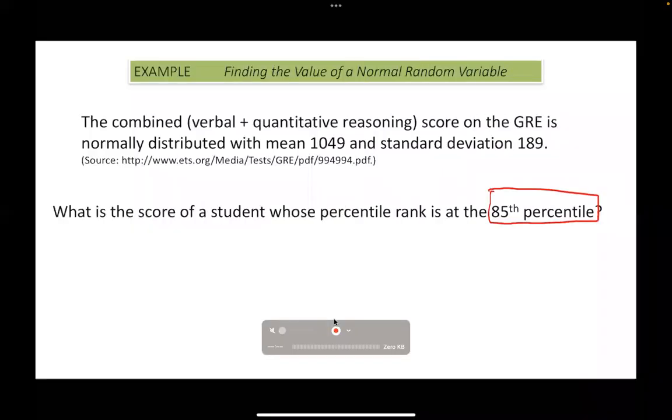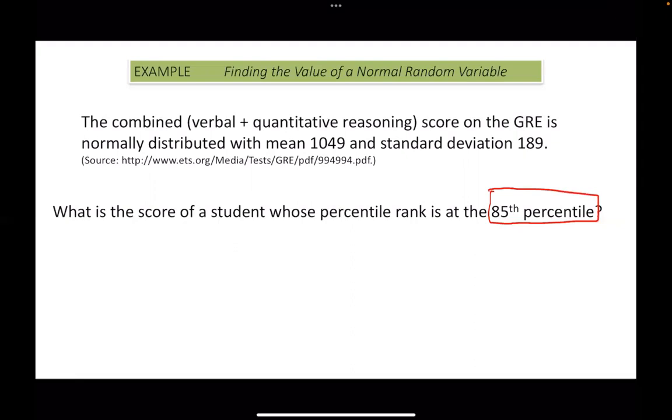In your calculator, fancy schmancy calculator, go to second vars and then go down to INV norm. Okay. Your area is going to be 0.85 because we're at the 85th percentile. And since we want a specific GRE score, you're going to put 1049 in for your mean and 189 in for your standard deviation.